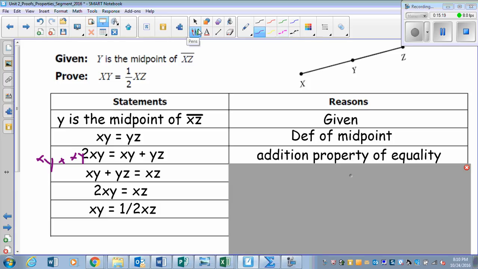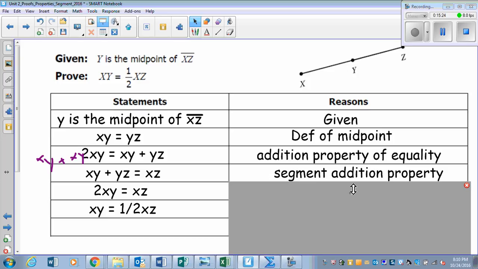All right, so then we have the XY plus YZ equals XZ is the segment addition postulate. That should be postulate, not property. Sorry. And the reason that we need this here is because, again, we're going to have to prove that it's half of XZ. So we need that XZ in our equation. So we're all trying to get down to this equation that we're proving. So we need to prove that XY plus YZ equals that XZ.